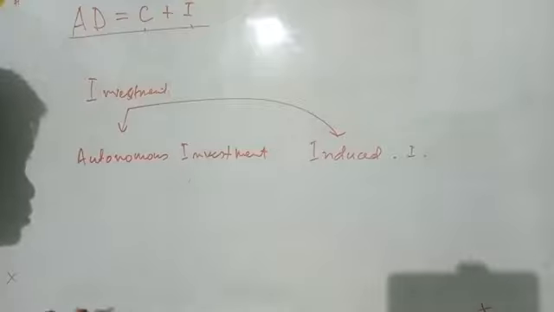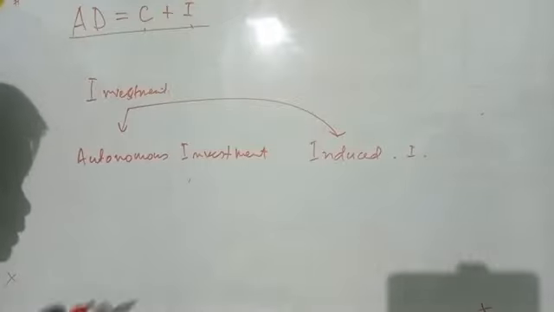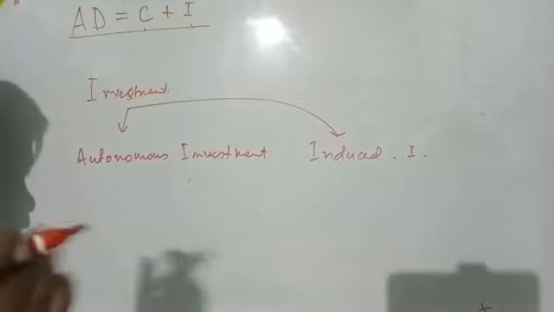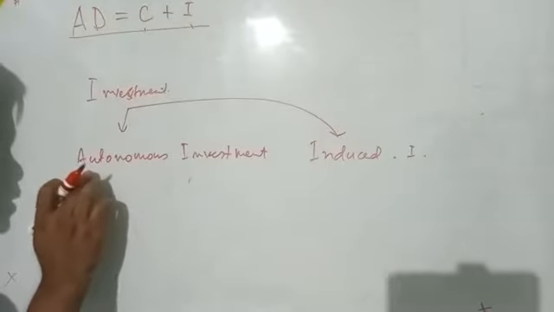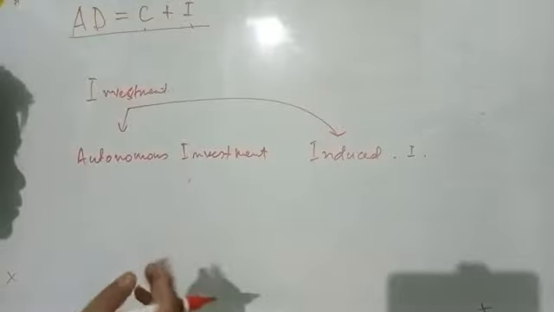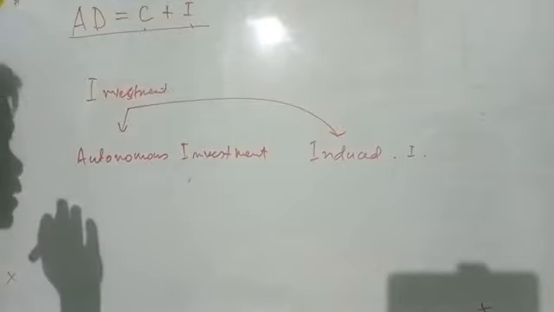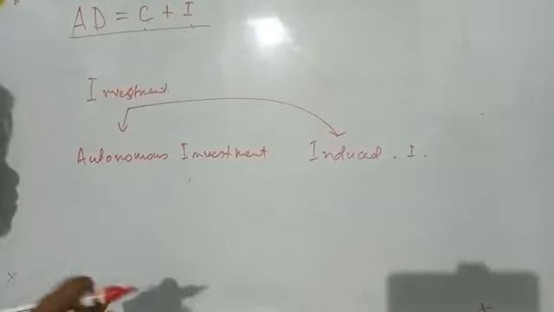Normally, what business does is, when they have more expectation of profit, if more profit is coming, then they think of investing more. But this is autonomous, so it is not like that. That means whatever the profit is, that much investment does not happen. That means this is the minimum investment. This does not depend on anything.